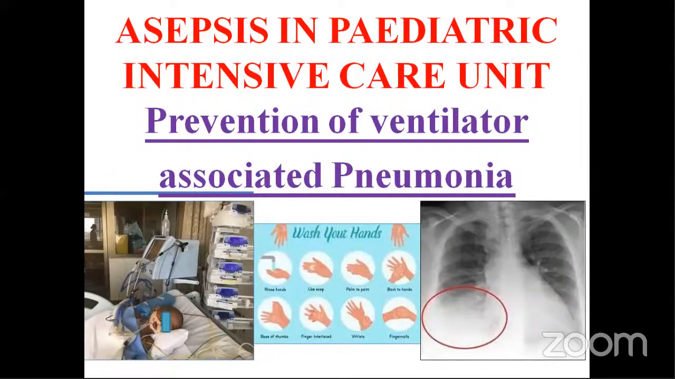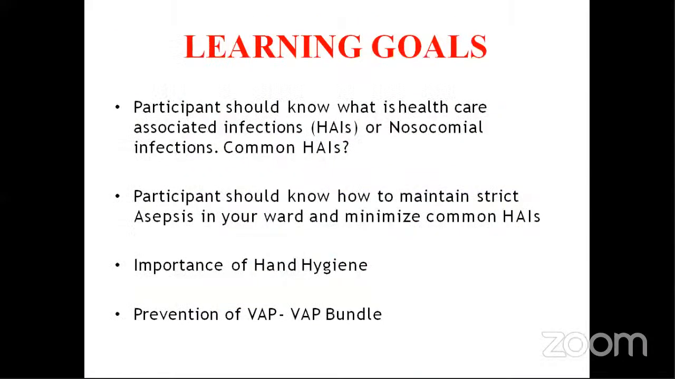Okay, next. How to manage asepsis in the pediatric intensive care unit. The learning goals of this would be to understand what healthcare associated infections are, what the common HAIs are, how to maintain strict asepsis in your ward and minimize common HAIs, and to understand the importance of hand hygiene and prevention of VAP through the VAP bundle.